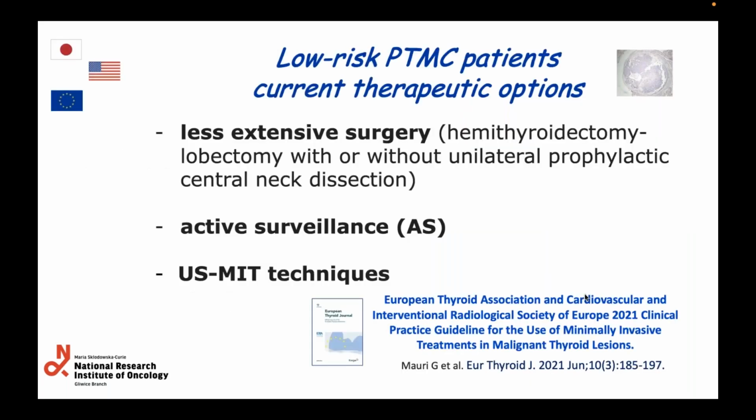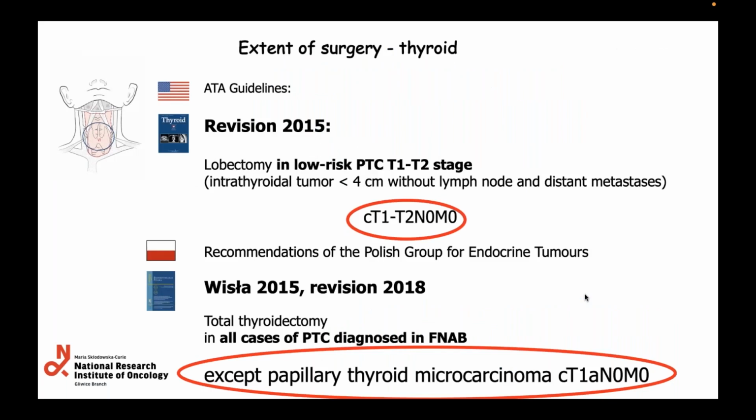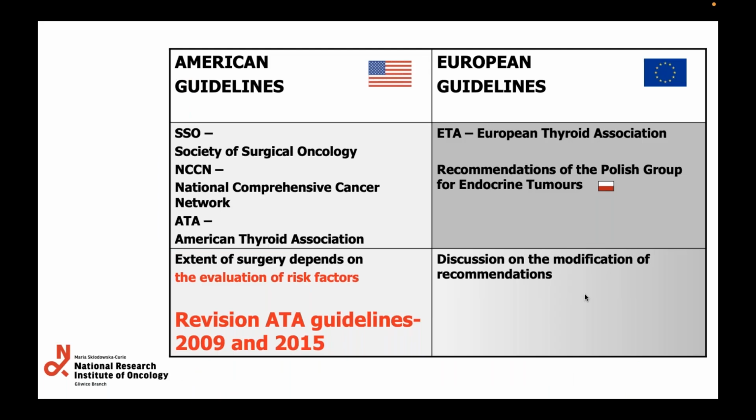In this group of patients, currently we may perform less extensive surgery, meaning lobectomy or hemithyroidectomy, but these patients may be referred also to active surveillance and to image-guided minimally invasive ablation techniques. In 2015, the American Thyroid Association went further, and they proposed that lobectomy may be safe and sufficient also in the T2 N0M0 group. At present in America, all societies agree that the extent of surgery should depend on the evaluation of risk factors. But in Europe, the discussion on the modification of recommendations is still going on.